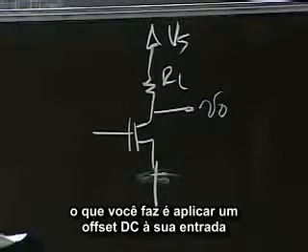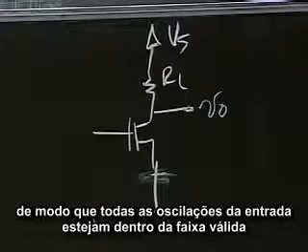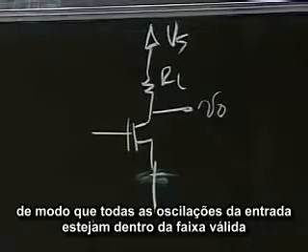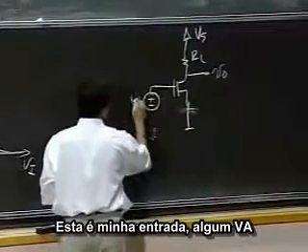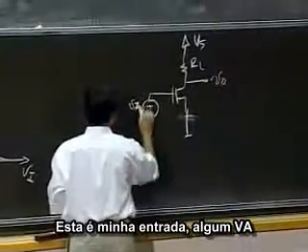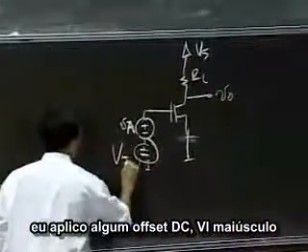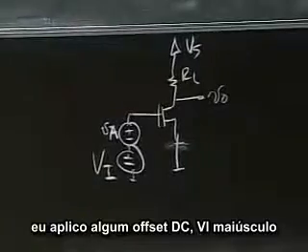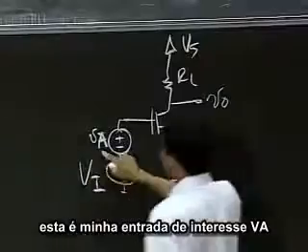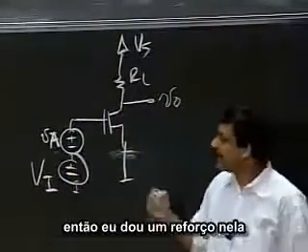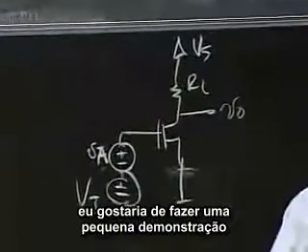So what you do is you apply a DC offset to your input. You take your sinusoid and boost it up so that all the gyrations of the input are in the valid range. So if this is my input, some VA, then I apply some DC offset capital VI given by this value here and boost up the interesting input. Let's say my interesting input is the VA. Then I boost it up by capital VI so that this guy is always in saturation.